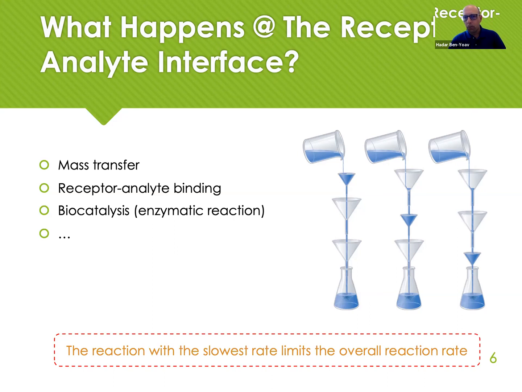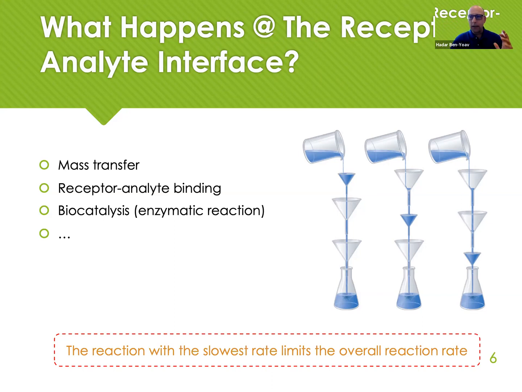Now, when we look at a system and we analyze a system or lab on a chip, we look at what the building blocks are, or what the processes are that we have during the reaction. For example, we have an analyte diffusing toward the surface of the transducer, and then there is the binding. So we have two processes: diffusion or mass transfer, and receptor-analyte binding.